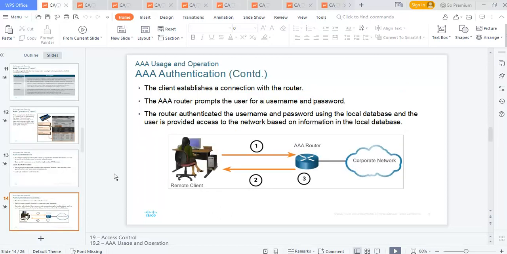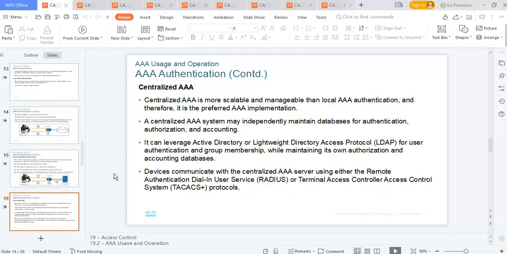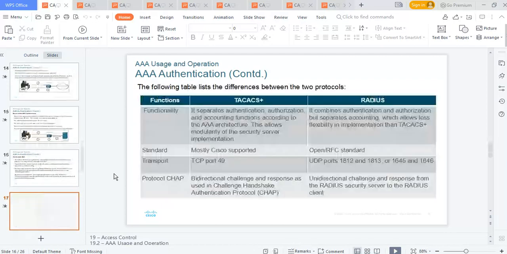So, okay, this is authentication. This is how it happens for a network. If you have an AAA server, if you have it centralized, then depending on whether you're using TACACS or whether you're using Radius, these are just the differences. You get to note them for the purpose of your exam.